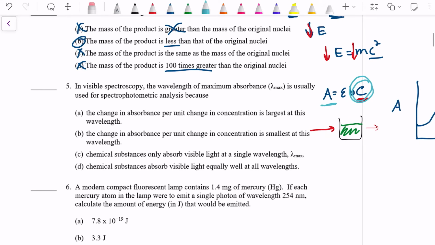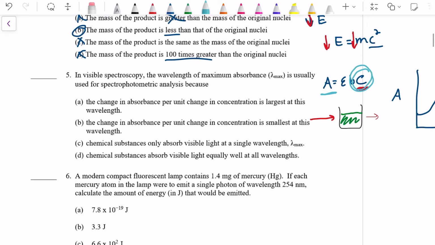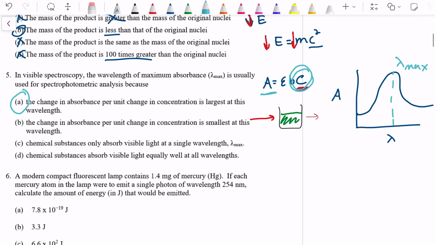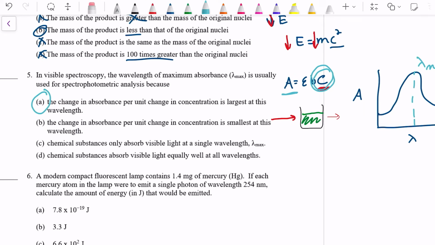So let's see what answer choice that lines up with. The change in absorbance per unit change in concentration. Yeah, okay, it's A. Because we want the biggest absorbance change per change in concentration. If we could change concentration and not really observe much of a change in absorbance, we wouldn't be able to really observe the concentration. We want concentration to be as strong a function of absorbance as possible. So we want answer choice A.